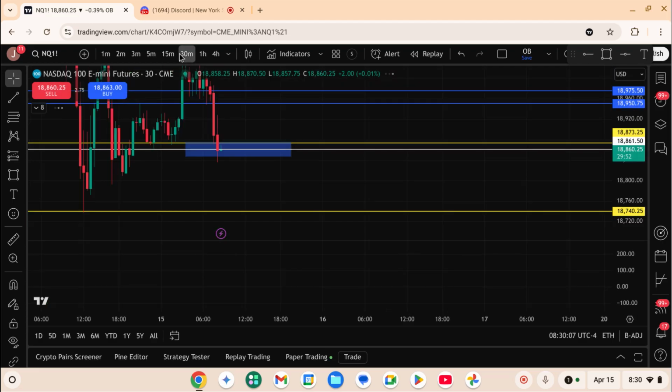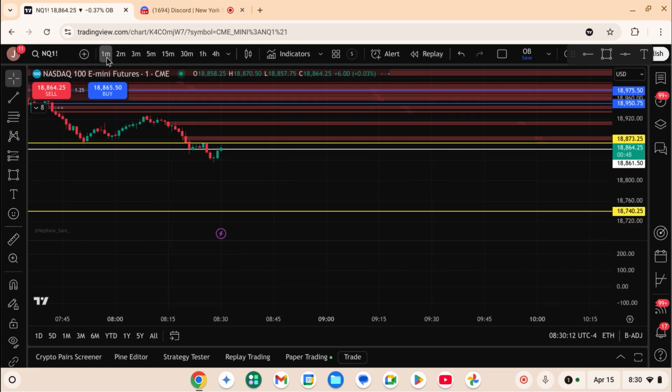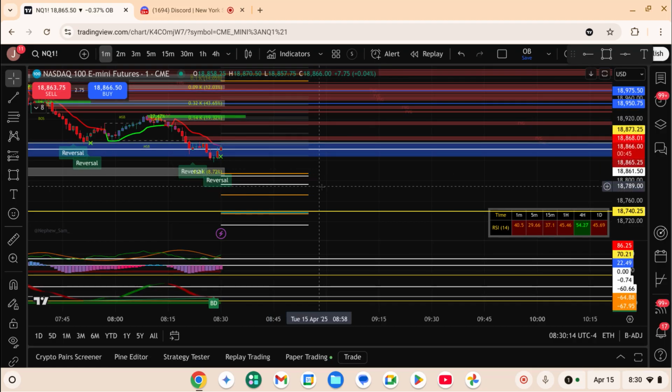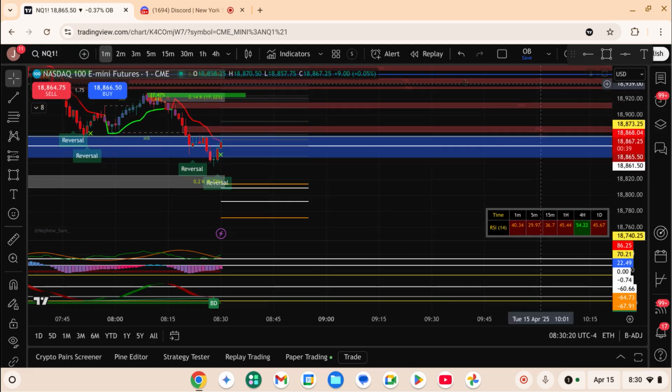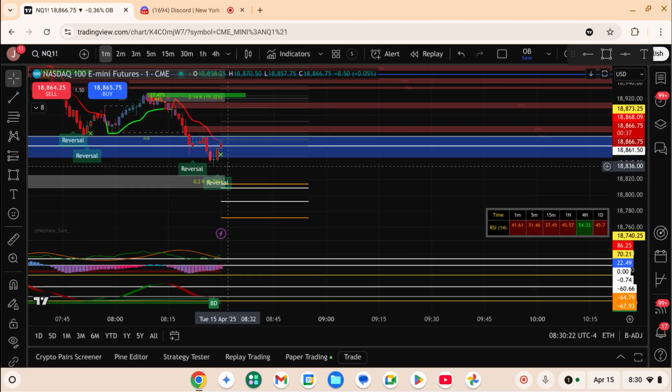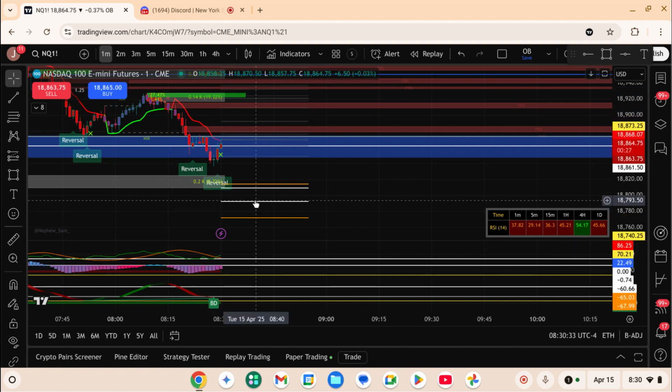Alright, news is out. If we reject here at this VWAP, oh, you know what? It's not even trying to. We'll just wait and see.